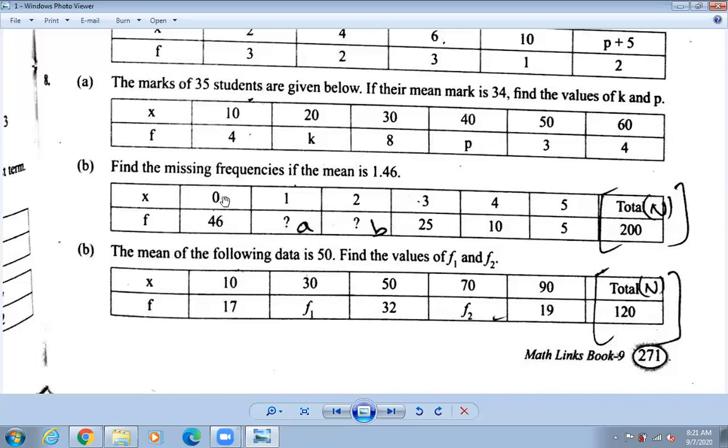So whenever you do it, 0 1 2 3 4 5 सम्म मात्रै गर्ने. यो total भनेको चाहिँ n मा लेख्ने. Okay, so I'll explain it again afterwards. So यो पनि total भनेको n मा लेख्ने. Okay, so here 2 things are missing. Let us do it.